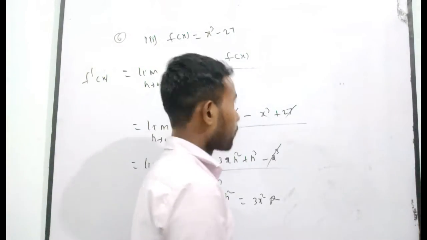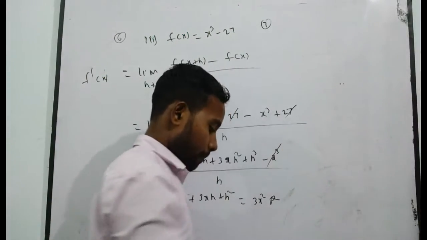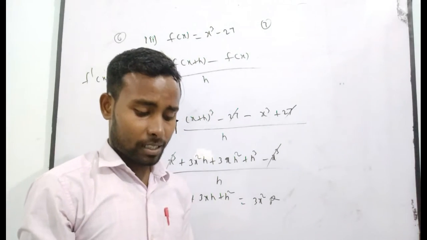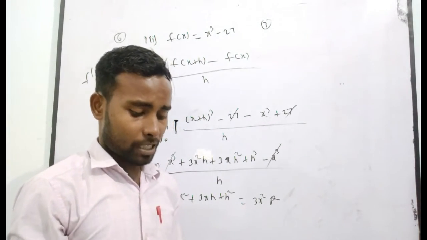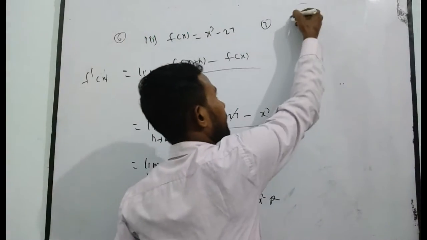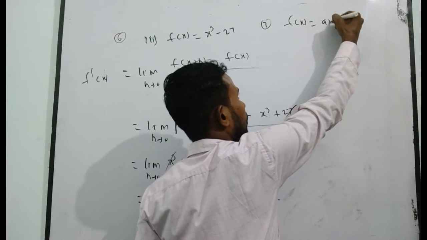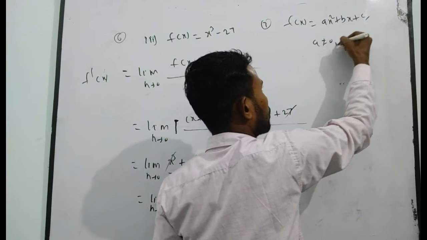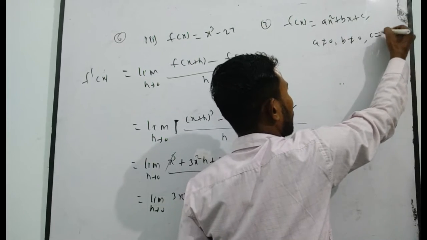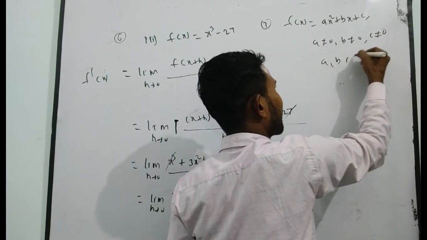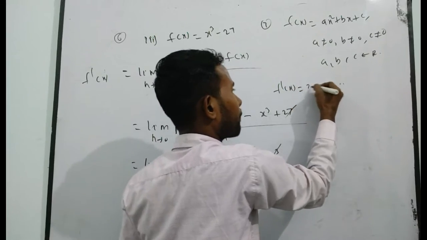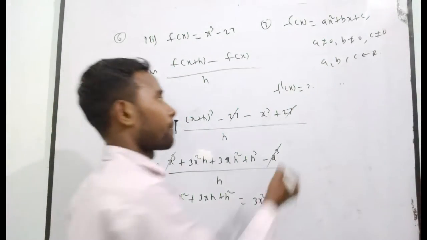Now I want to take the next problem. Find the derivative of f(x) equal to ax square plus bx plus c, where a, b, c are non-zero real numbers, by first principle. Here again f(x) is equal to ax square plus bx plus c. a is not equal to 0, b is not equal to 0, c is not equal to 0, and it is also mentioned that a, b, c belong to real numbers, and you have to find the value of f dash x. It is also very simple.